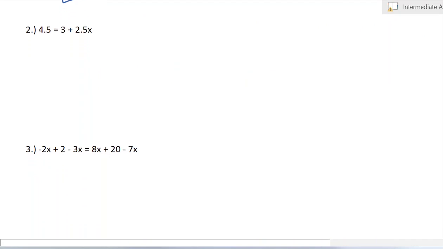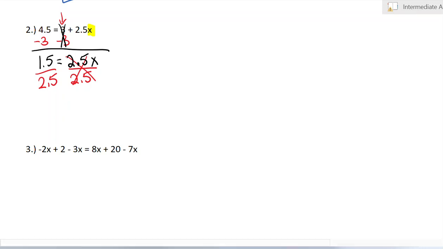Now, the variable could be on different sides of the equation. So again, what we're trying to do is get this by itself. Working my way towards it, I want to get rid of the 3. So we're going to subtract 3. And what we're going to get is 1.5 equals 2.5x. Okay, that's going to cancel out right there. And then to get rid of the 2.5, we divide both sides by 2.5.